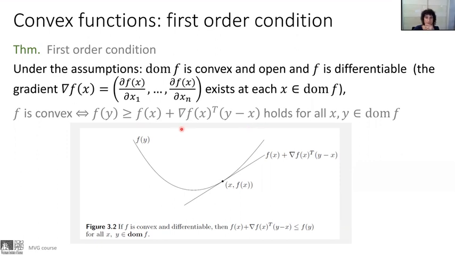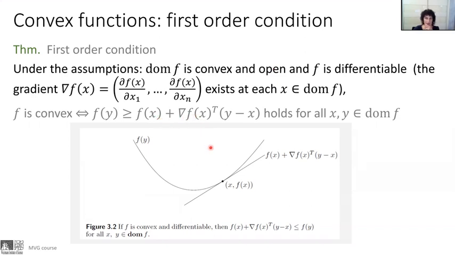Any idea? What do we have on the right-hand side here? What is this? I'm sure you know it. Order of a Taylor expansion. Right, this is a Taylor expansion. Great. About x for the point y, right?